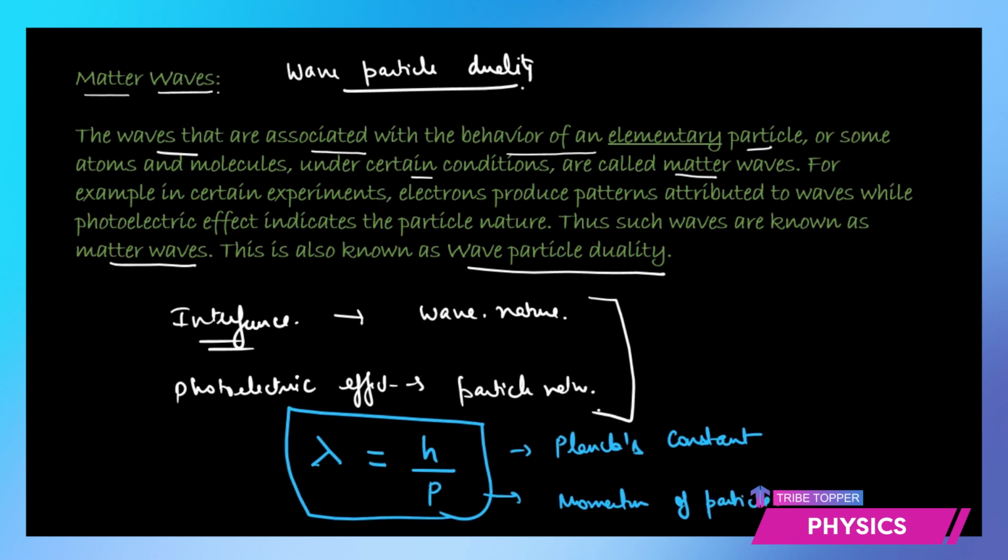So I hope you understood that matter waves basically represent the wave particle duality, that there are certain waves which behave as particles and certain particles which behave as waves, and when they exhibit both the phenomena, then they are known as matter waves, and the wavelength for them is given as lambda is equal to h over p, and the name for this wavelength is De-Broglie wavelength.